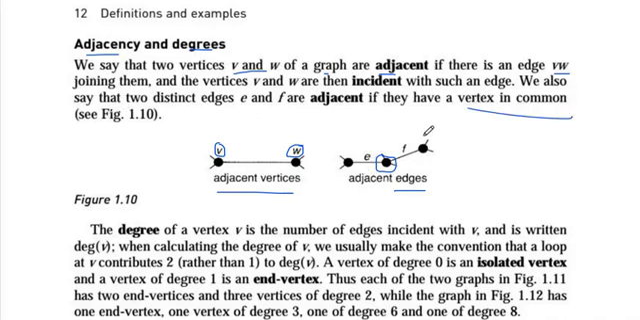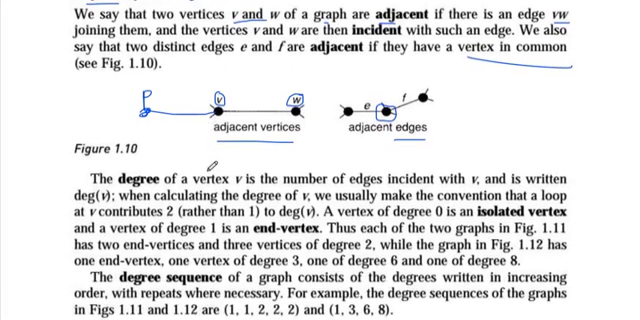So E and F are edges, and they are adjacent edges, and here V and W are adjacent vertices. Why? Because one edge is joining them. So this is called adjacent, near. These two vertices are near. If, let's say, there is one more vertex P, we can say that P and V are adjacent, but P and W are not adjacent.